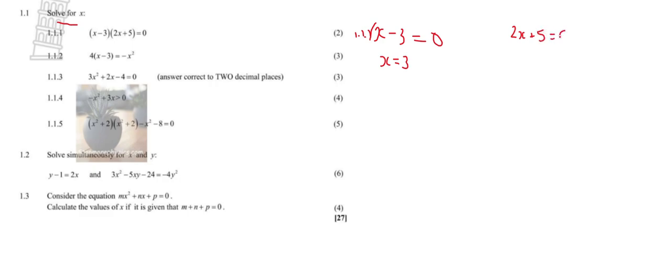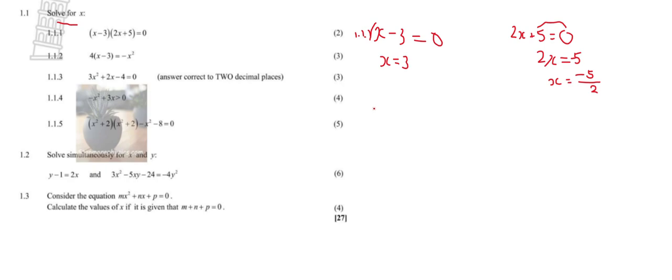equals 0. Therefore, 2x equals 5. Since it's equal to 5, then the value of x equals, remember we're transposing, since this is positive 5, it becomes negative 5. So negative 5 over 2. See, this one is very easy.